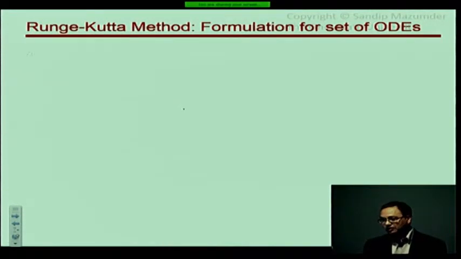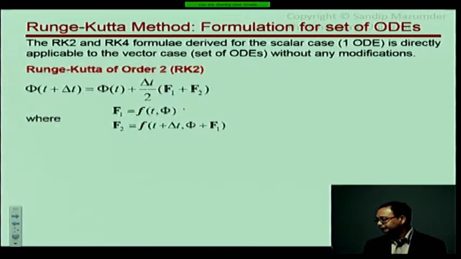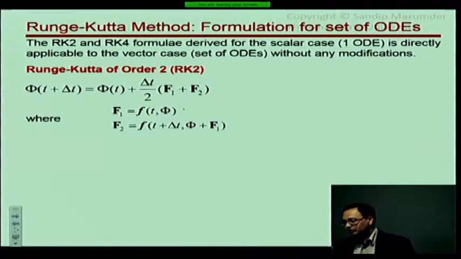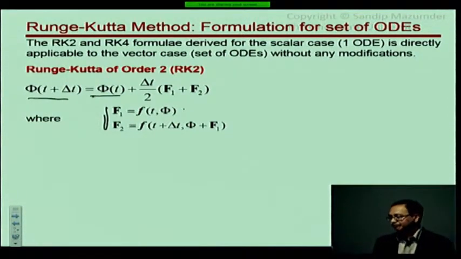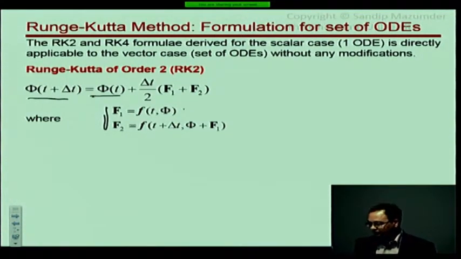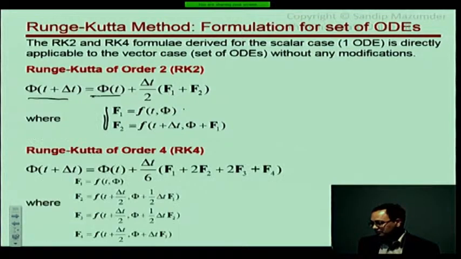So when we do that, we get exactly the same formulas, if you go through the derivation, as the scalar case. So this is what you get. Phi at t plus delta t is that, and then these are of course now vectors f1 and f2. But essentially the same thing. Every scalar now becomes a vector. And then similarly for RK4 we get the same thing.